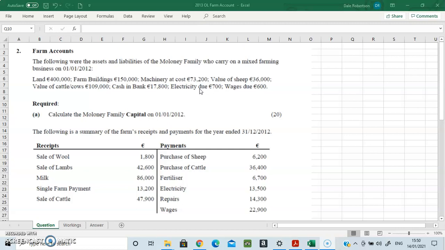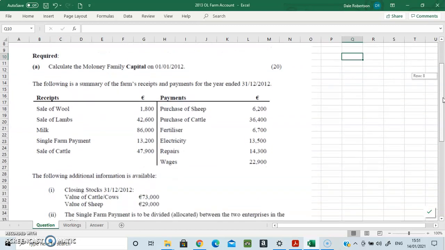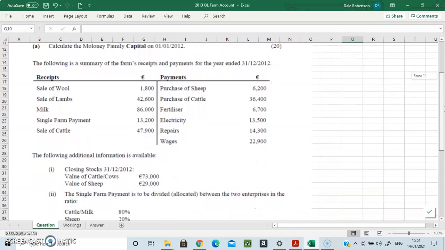And part A of the question asks you to calculate the Maloney family capital at the 1st of January 2012. That is very similar to an accumulated fund for a club account. It's all of this information at the top. Then, just like a club account, you will have some money in and some money out in a receipts and payments account.